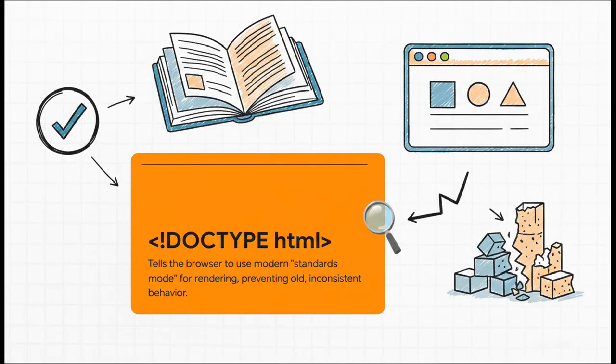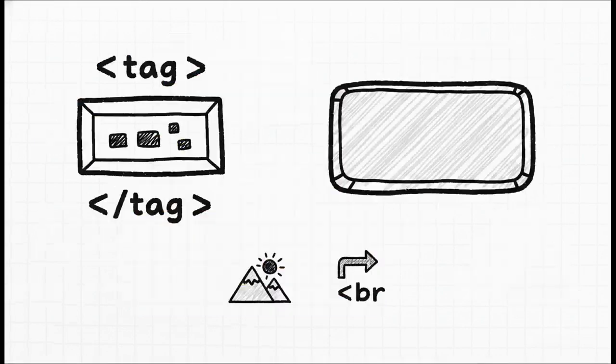Okay, what about that very first line you see in literally every HTML file? The DOCTYPE HTML. First thing to know, it's not actually an HTML tag. It's a declaration. It's just you, the developer, telling the browser, hey, listen up. Build this page using the modern, standard HTML5 rules, so nothing looks broken or weird. Simple as that.